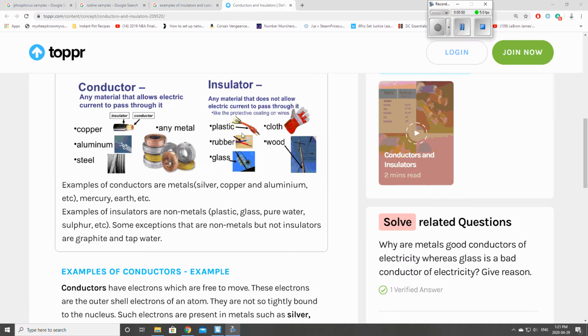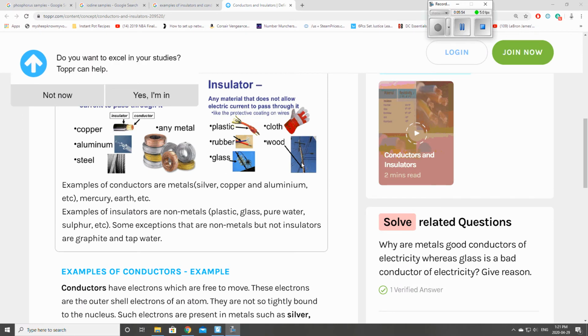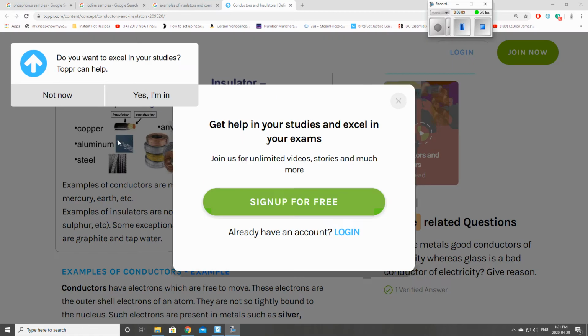Okay, so plastic, rubber, glass, the wood part of a transmission pole, and cloth. These are all insulators, and I think we can already identify, even though we don't necessarily know specifically all the different properties of non-metals, we kind of understand that these things are different than these metals, right?